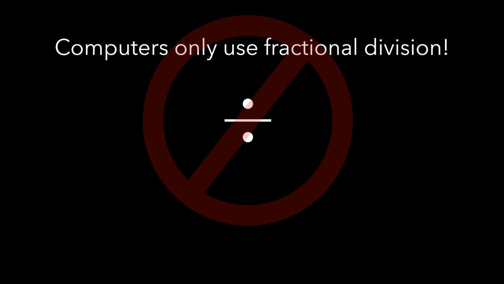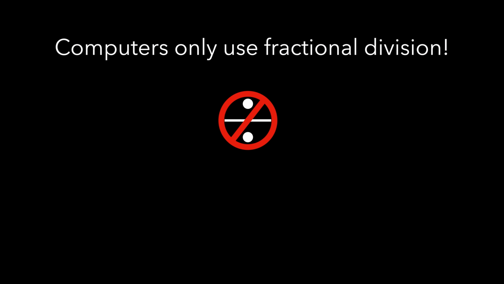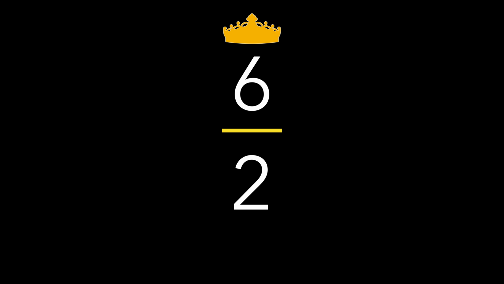And this is why computers only use fractional division. They don't recognize that division sign. They will just turn it into a fraction. So 6 divided by 2 will turn into 6 over 2, always. That's how computers do it, because it saves an extra step. It avoids confusion. And so that's why the fraction method is king.